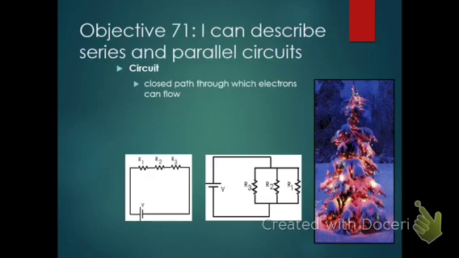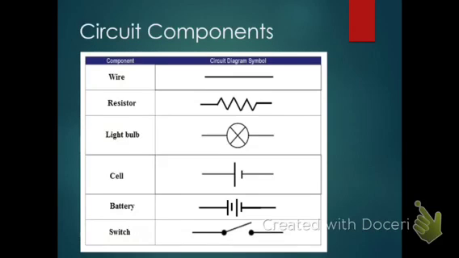A circuit is a closed path through which electrons can flow. So the keyword here is closed path. It must be closed. If it is open, then electrons will not flow. And we'll talk about the two types of circuits: series circuits and parallel circuits. Before we do that, let's look at the circuit components.